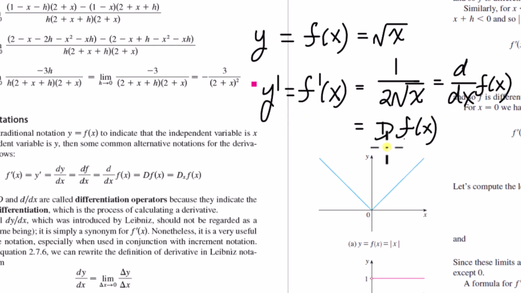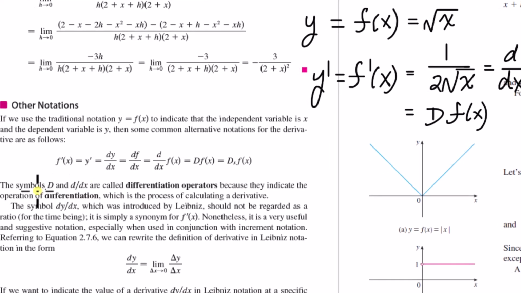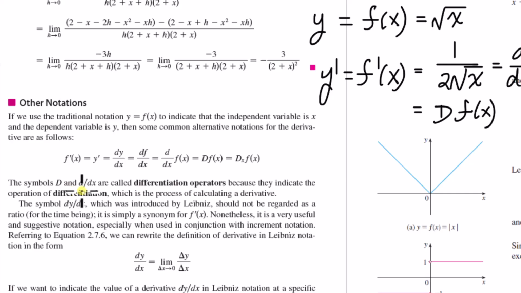And in all of these cases here, we first have to state, okay, look, here's this function, y is a function of x, and here's the function. So with this established, all of these notations here are indicating the derivative of this function: y prime, f prime of x, capital D f of x, right? These are all indicating the derivative of f of x. Now it says that the symbols capital D and this d over dx are called differentiation operators because they indicate the operation of differentiation, which is the process of calculating a derivative.